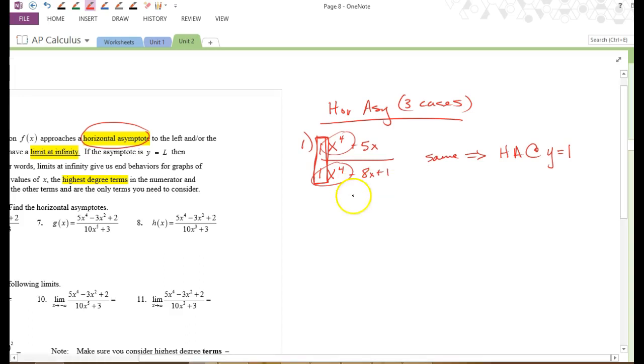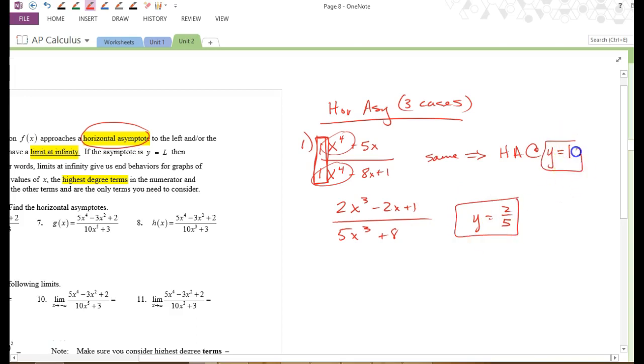Okay, another quick example on that one. What would the asymptote be for this one? Y equals 2/5. Same exponents, so we're looking right here.